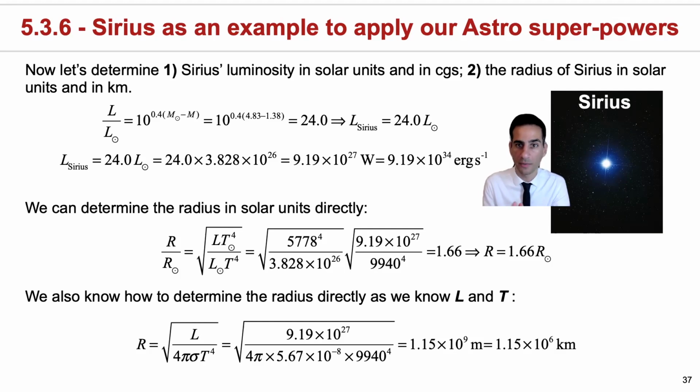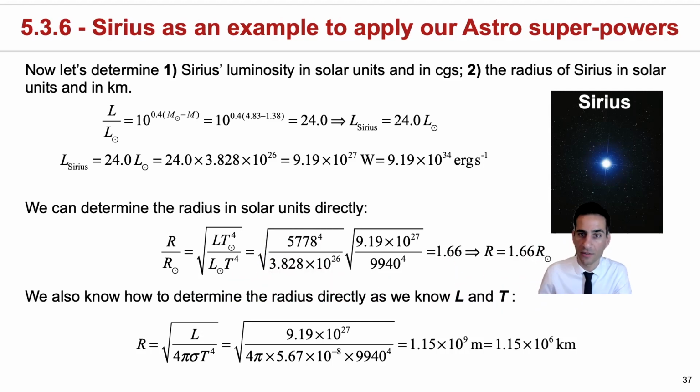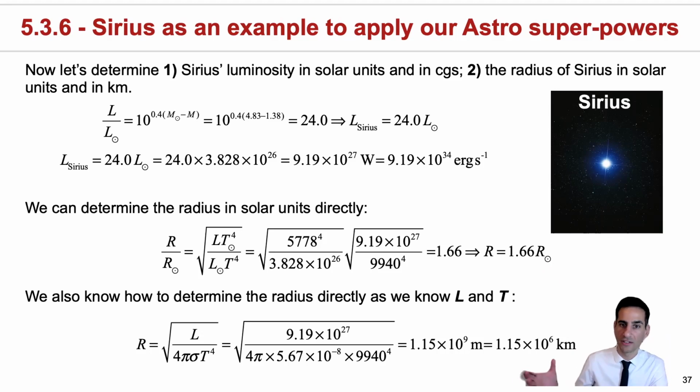Finally, to determine the radius of a star, such as Sirius, in solar units, the easiest thing is to use this expression, which we've seen how to obtain. And ultimately, you'd find out that Sirius is larger than the sun, almost 1.7 solar radii. And finally, to convert to kilometers, you just need to know how much the solar radius is, and then convert it to kilometers, which would be 1.15 times 10 to the 6 kilometers.